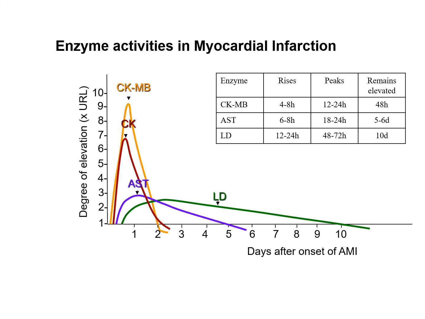Okay, so CKMB begins to rise 4 to 8 hours after an AMI. It tends to peak around 12 to 24 hours, and it remains elevated up to 2 days or 48 hours. Whereas AST doesn't begin to rise until about 6 to 8 hours. It peaks 18 to 24 hours and can remain elevated around 5 to 6 days. Lactate dehydrogenase will begin to rise 12 to 24 hours after a heart attack, peaks 48 to 72 hours, and will remain elevated long after a week, so around 10 days.